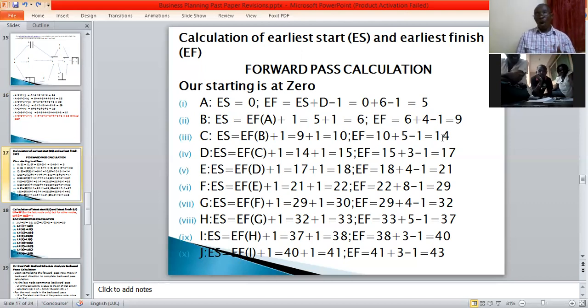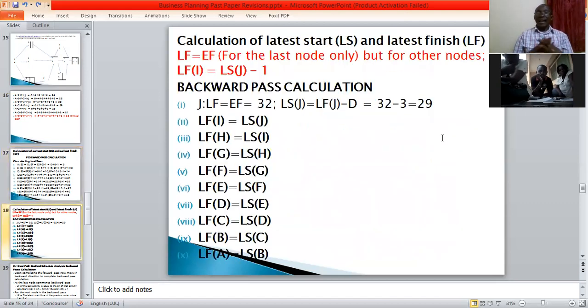As I mentioned earlier on, for us to calculate the latest start and the latest finish, we use the backward pass calculation. So we can't calculate it here. Under the forward pass calculation, you can only calculate the earliest start and the earliest finish. Please take note. Then under the backward pass calculation, that is where we can calculate the latest finish and the latest start.